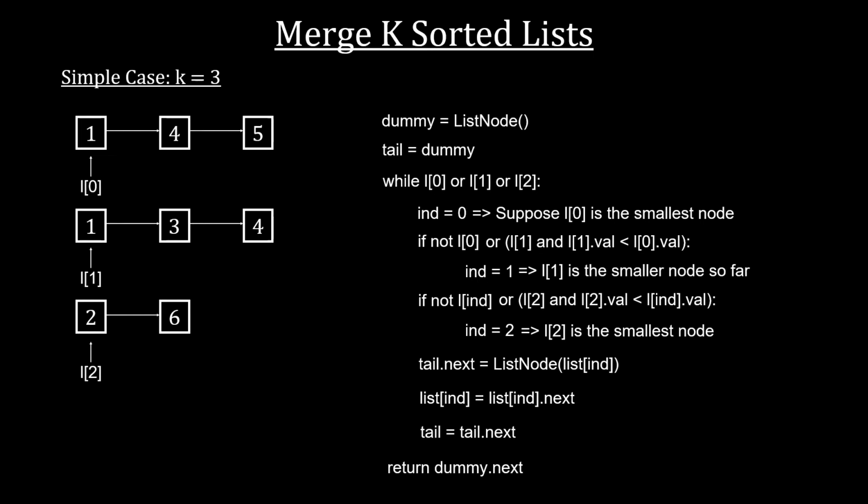So you can already feel that this strategy can be extended for any number of linked lists. What we are basically doing is that we are using each element of list to store the smallest node which hasn't been pushed into the answer yet from that specific list. And for as long as at least one of these elements is not null, we find the smallest node between these k nodes and we push it into our answer.